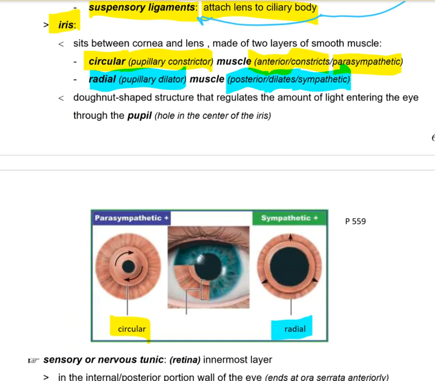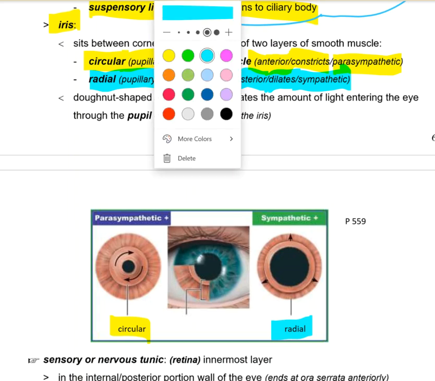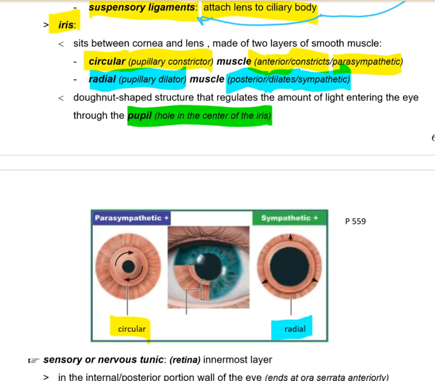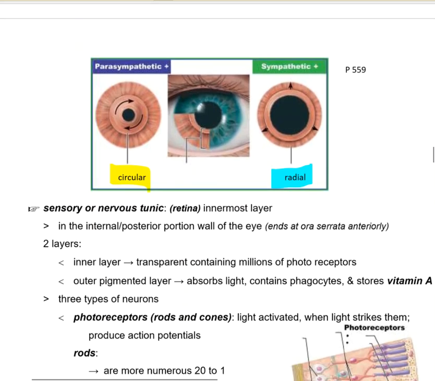So when we are under stress, we want to dilate our eyes and see in our periphery. So if we need to escape or run away or something, we need to find things. We want to see our surroundings well. The iris is the donut-shaped structure that regulates the light entering the eye, and the pupil is the hole in the very center of the iris. Okay? So hopefully that all makes sense.